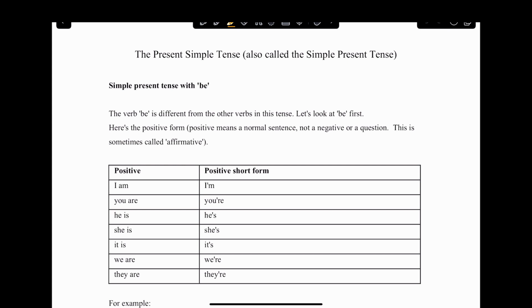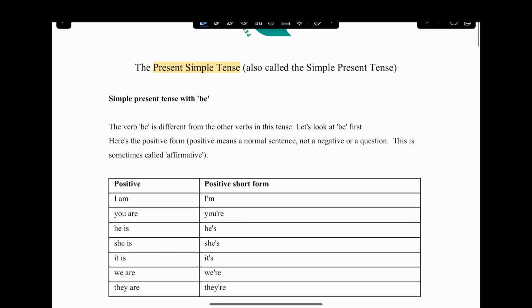اليوم سوف نتكلم عن present simple tense. زمن المضارع البسيط.